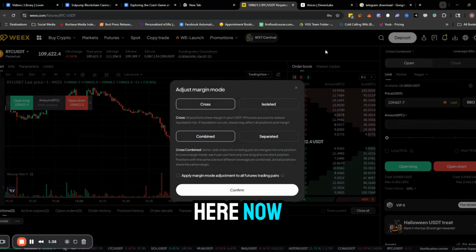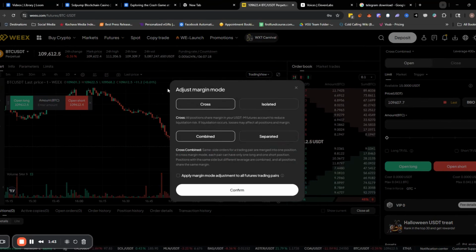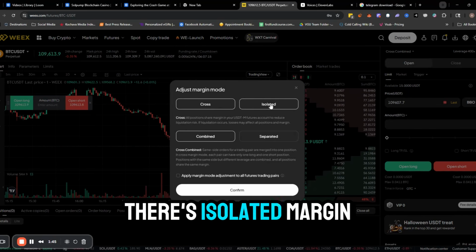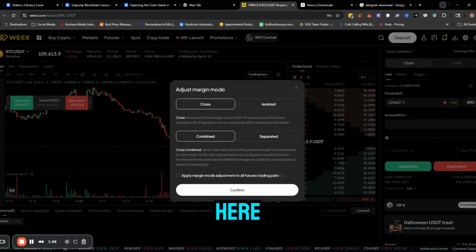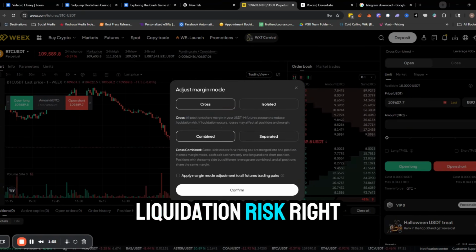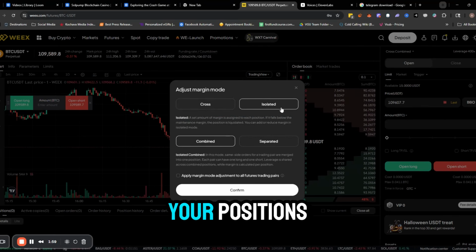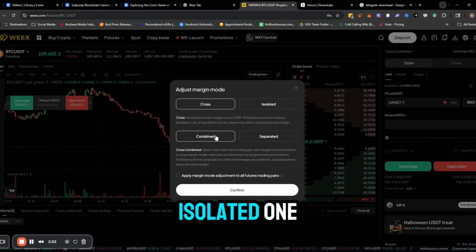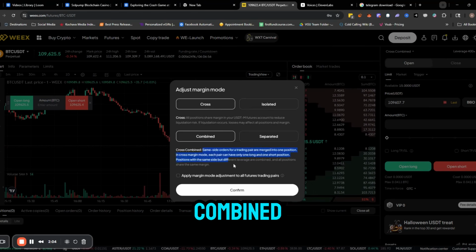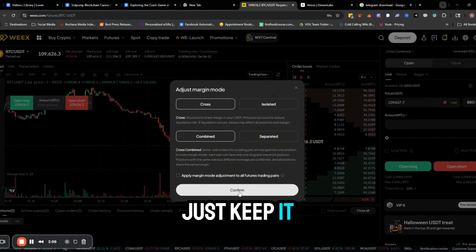Now, when we're trading with the futures, we can adjust the margin modes. There's cross margin and there's isolated margin. With cross, you can read up here, but basically if all positions share margin, you can reduce liquidation risk. So if liquidation occurs, it's going to affect all of your margins and all of your positions. And then you can set it to isolated. Same thing here: you can set it so it's combined for orders, or you can set it so it's separate. For now, I'll just keep it on cross combined.